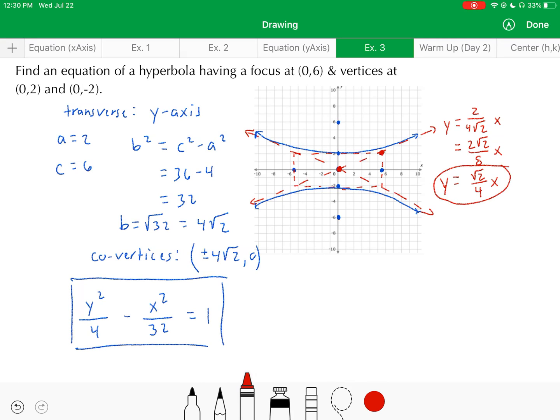And then for the second one, just change the sign on that. Okay.